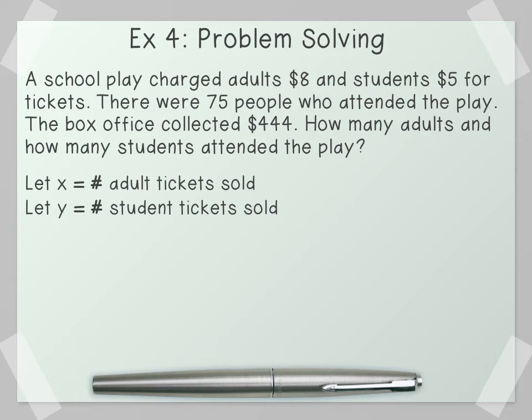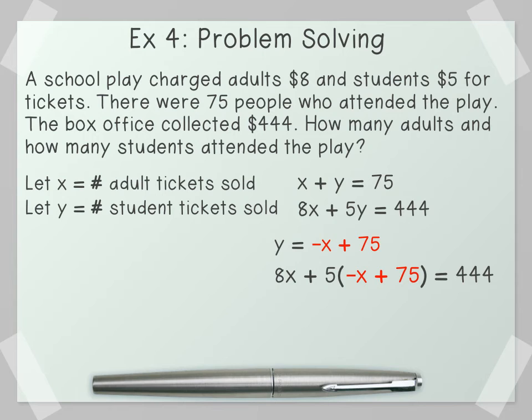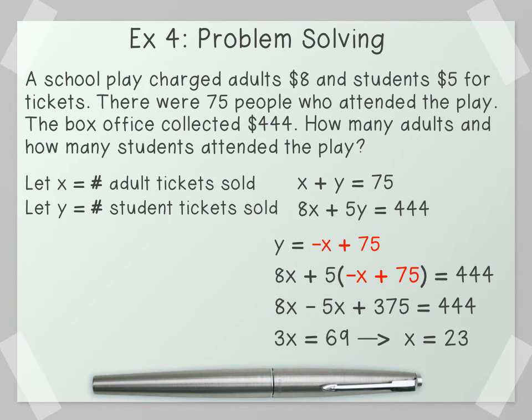So from the given information, because 75 people attended, we can write our first equation. And from the first sentence and the third sentence, we'll write our second equation. And just like before, we want to choose one of those two equations and solve explicitly for x or y. I'll choose the top equation and I'll solve it for y. Now I'll take that expression, which I have in red, and I'll substitute it in place of y in the second equation. And I'll use my algebra skills and distribute 5 inside the parentheses. I'll combine like terms and subtract 375 from both sides, and I get x equals 23.